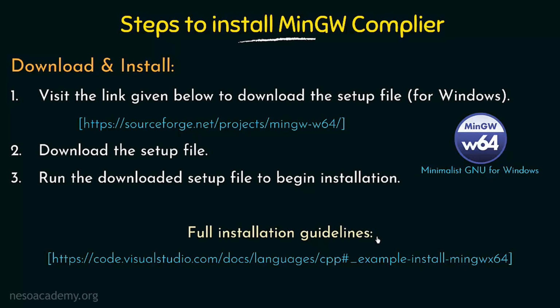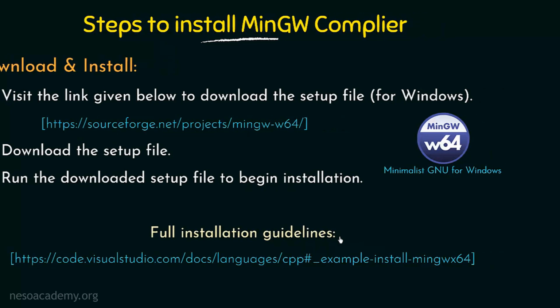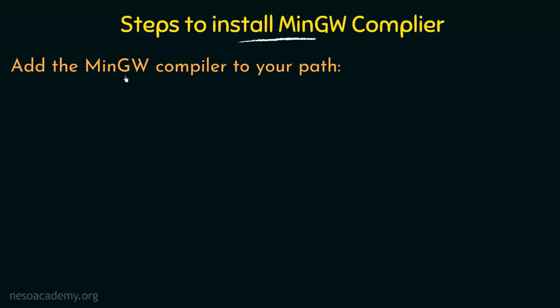So in order to avoid that, we will add the MinGW compiler to the path variables, and by doing that, whenever you try to run any program from command prompt, it will know where the compiler is present. So that is another very important thing that we need to do, and let's see how to do that. So we will see how to add the MinGW compiler to your path in Windows.